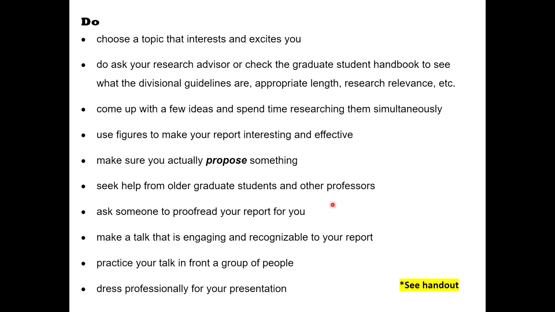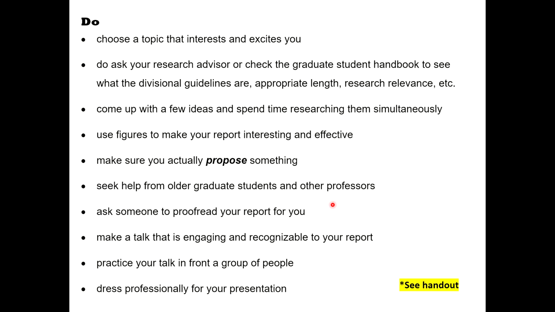Definitely come up with a couple of ideas and research them simultaneously. Don't get set on one topic and decide that you're going to do it without researching it first. Look broadly among a couple of areas or topics and then see which ones interest you and which ones you think are going to pan out.